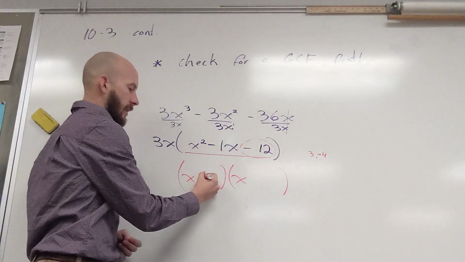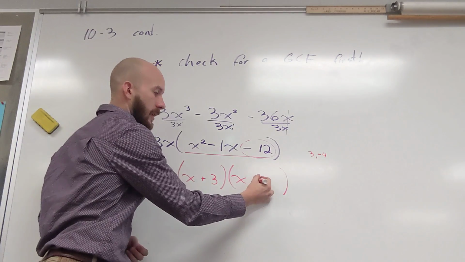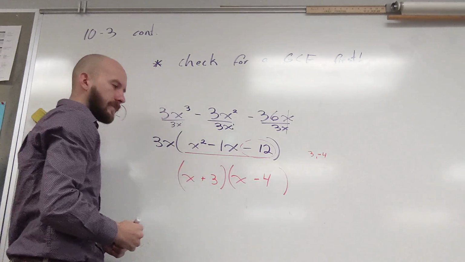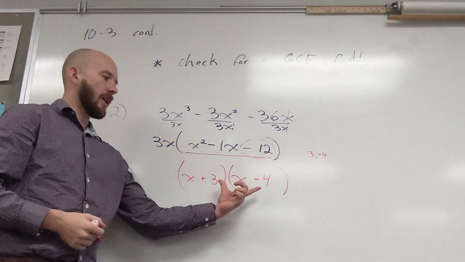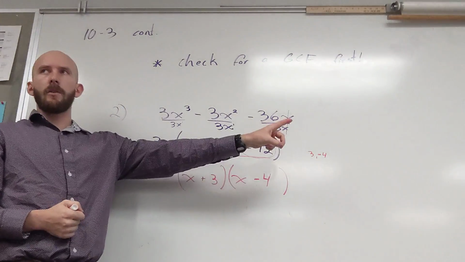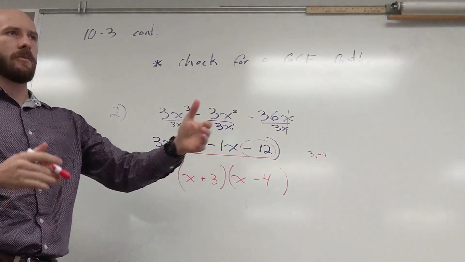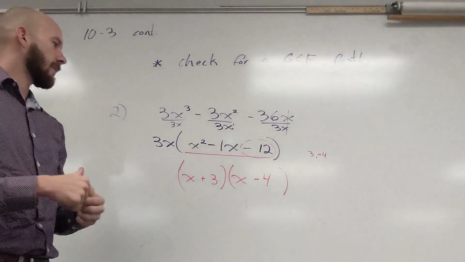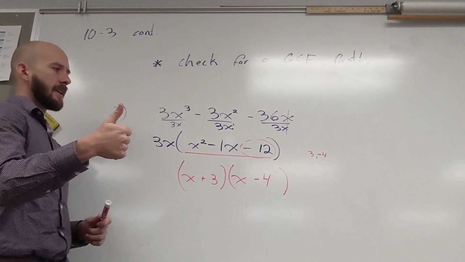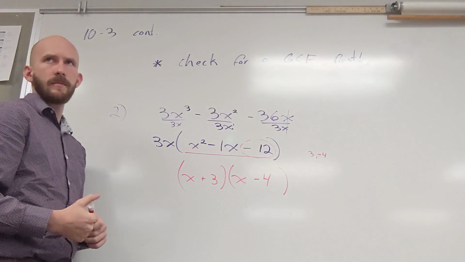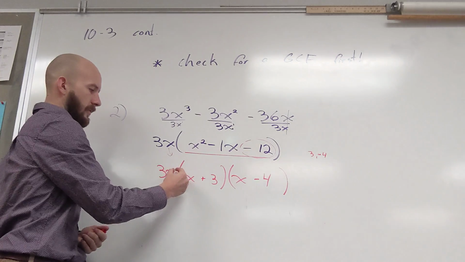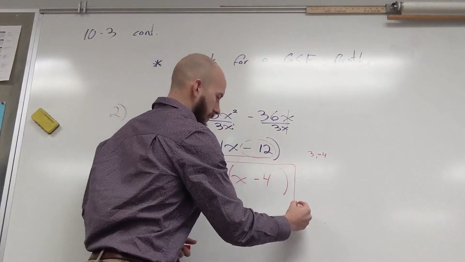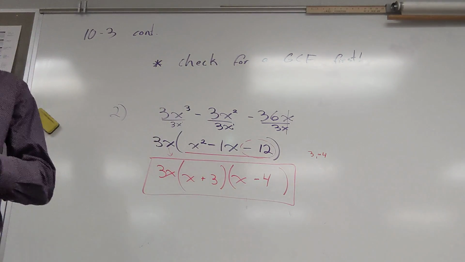So I have +3, -4. It doesn't matter which order I put those in, but you should be able to check. Those will multiply to be -12 and add to be -1. If you need to check them on your calculator, you can. What's the last thing I need for my final answer? Put down 3x. Yeah, bring this 3x down in front. And there we go.